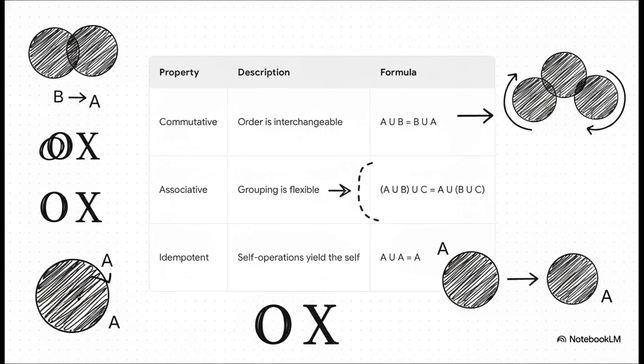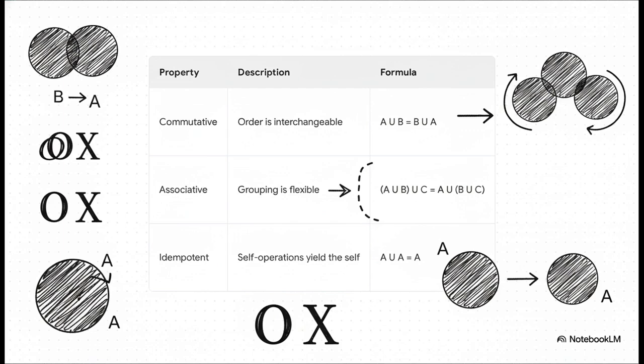It's why it works. First up, the commutative property just means order doesn't matter for unions and intersections. A union B is the exact same thing as B union A. Easy. Next, the associative property means that grouping doesn't matter when you're using the same operation. And finally, idempotent, that's a fancy word for a simple idea.